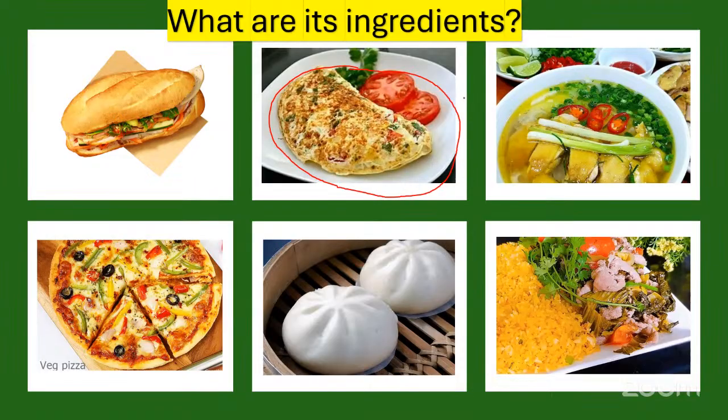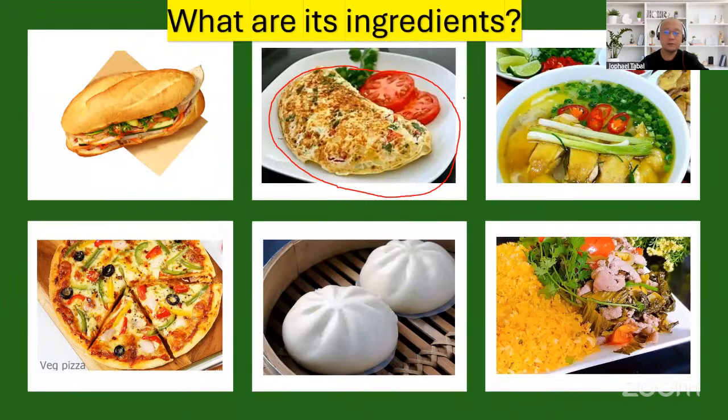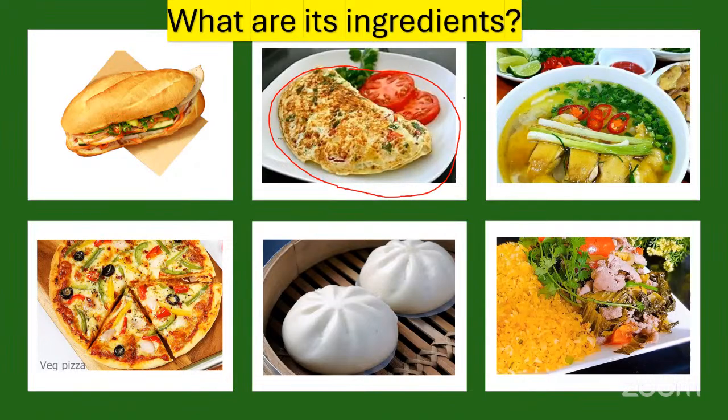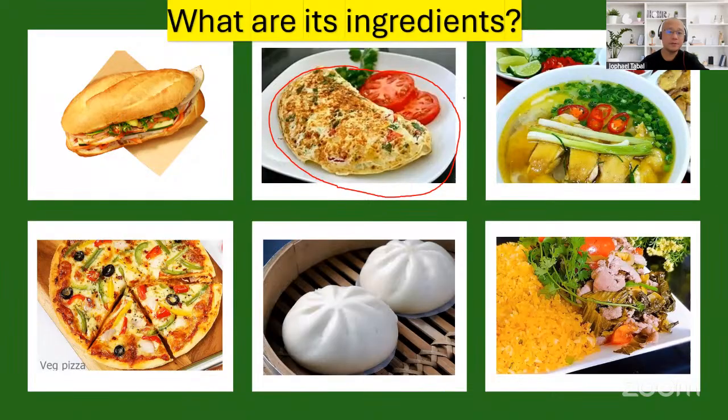How about Kenneth? Kenneth, what food did you choose? I will choose number one. That's bread, like a sandwich, banh mi, okay? So what do you think are the main ingredients? Yes, can you start? I think banh mi has several simple ingredients.